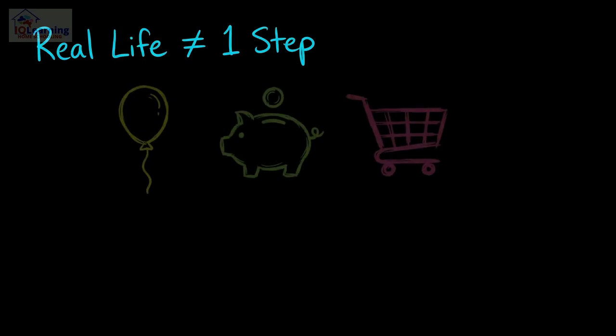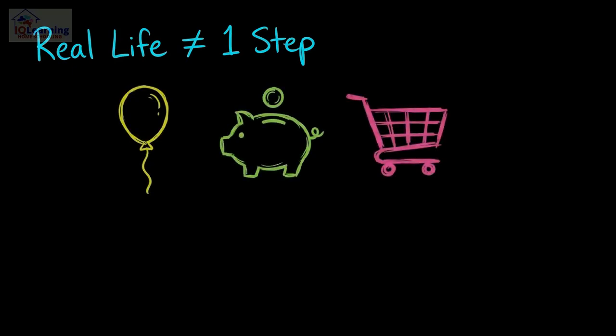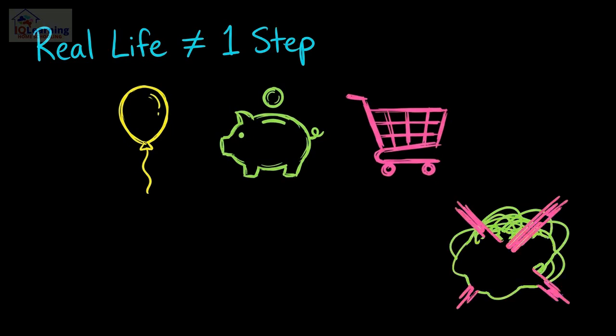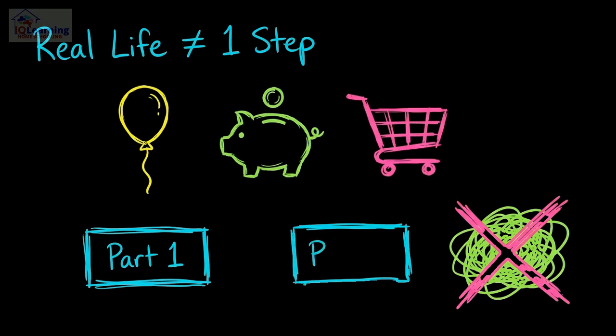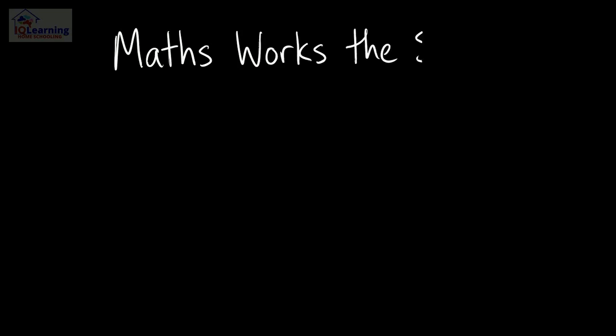In real life, problems almost never happen in just one step. If you are planning a party, saving money, or buying more than one thing, you do not do everything at once. You solve one small part, then use that answer to solve the next part. Multi-step word problems in maths work the same way.